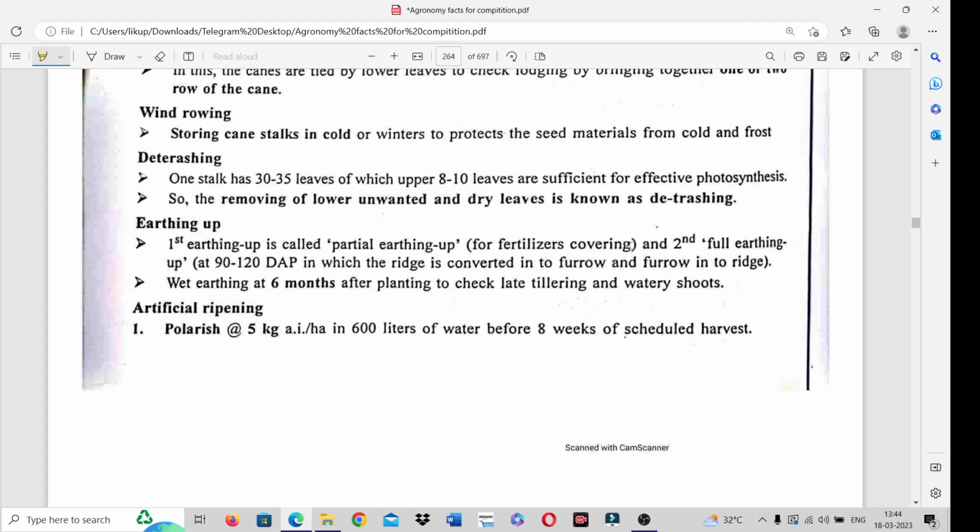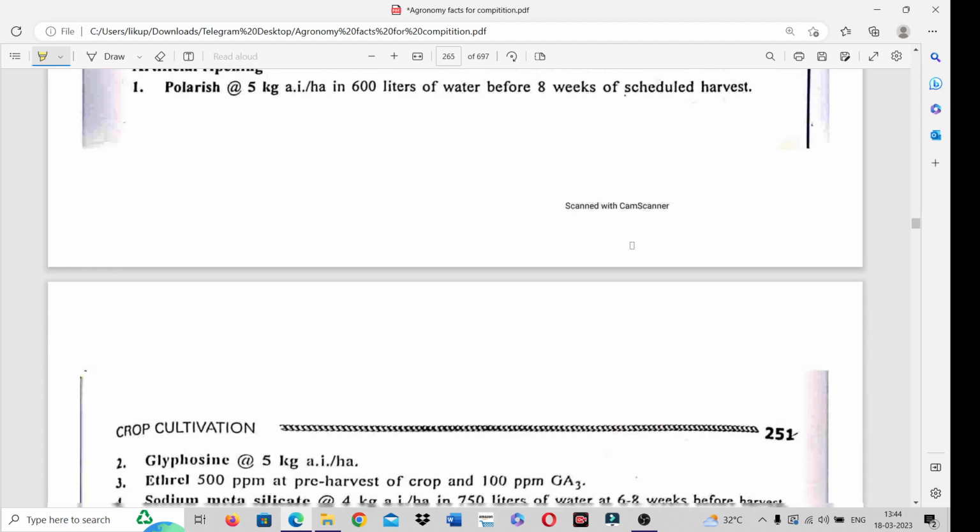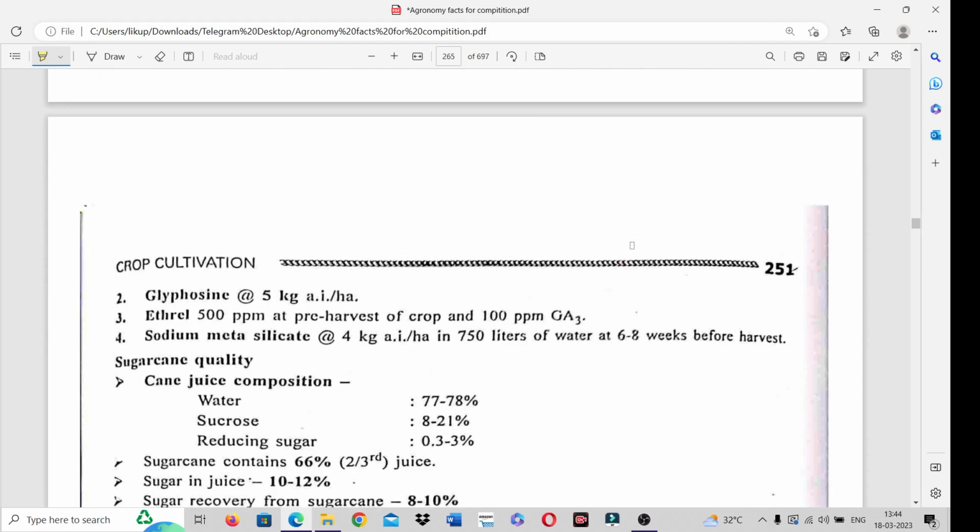Artificial ripening, that is Polaris. Polaris at 5 kg per hectare in 600 liters of water, 8 weeks before scheduled harvest. Polaris: glyphosine, ethrel, sodium metasilicate. Glyphosine is 5 kg per hectare, ethrel 500 ppm post harvest crop, and 100 ppm GA3. Sodium metasilicate 4 kg per hectare in 750 liters of water at 6 to 8 weeks before harvest.